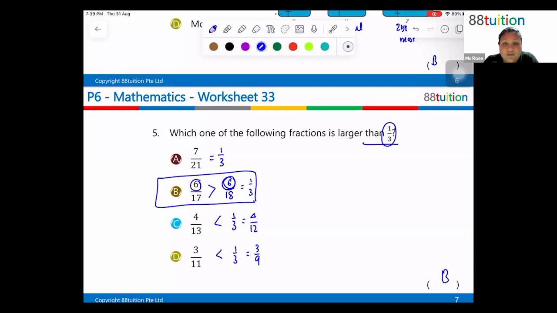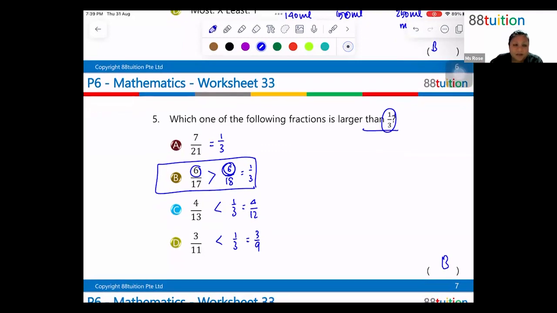This saves you a lot of time. Okay, so this way saves you a lot of time because you're just comparing with the fraction that you want.